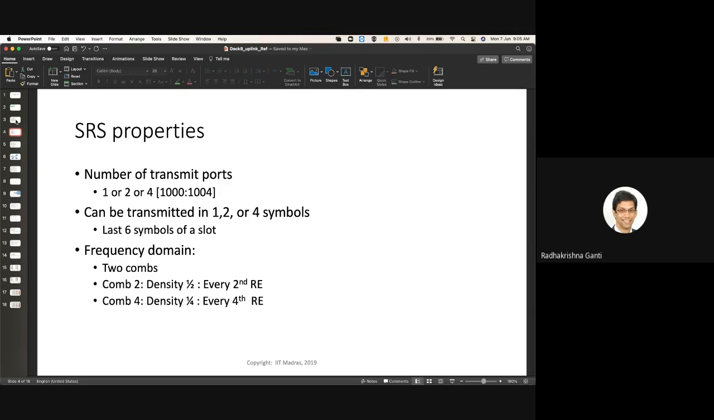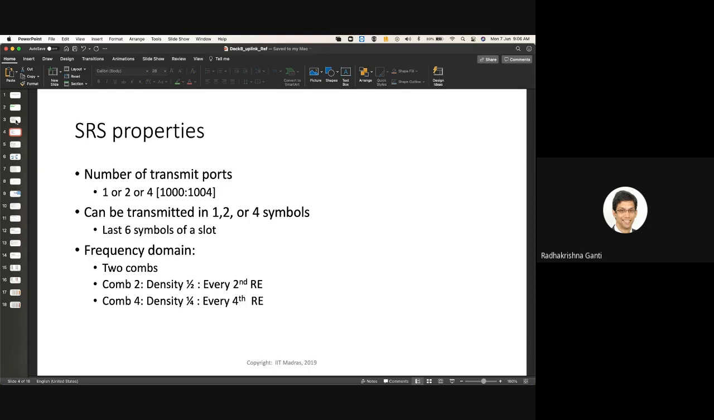You can also transmit in 1, 2, or 4 symbols. SRS is only transmitted in the last 6 symbols of a slot, and the transmission can be over 1 symbol, 2 symbols, or 4 symbols. In the frequency domain, there are 2 combs. One is called the density half comb, and the other is the density 1/4 comb. Density half means every other RE you have an SRS pilot, and density 1/4 means every fourth RE you have an SRS pilot. Okay. So is this clear?